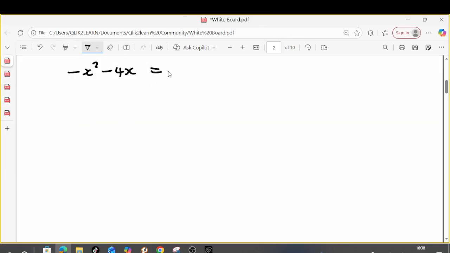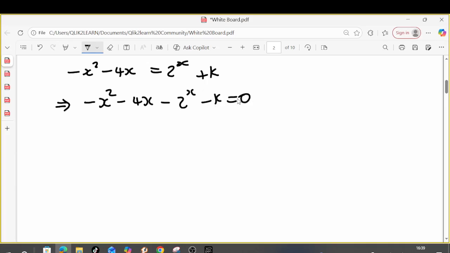Don't get scared. Now, this is 2 marks. It should be easy. But before I make it easy, I need to explain everything so that you can get it right. Now, we have 2 to the power x plus k. Let's put this on one side. Now I just want to show you something. If we put it on one side, it's negative x squared minus 4x minus 2 to the power x minus k, and this is equated to 0. Okay, this is what I have so far.